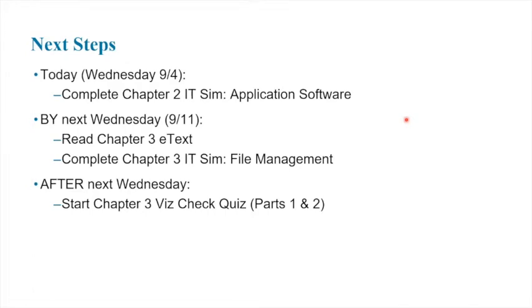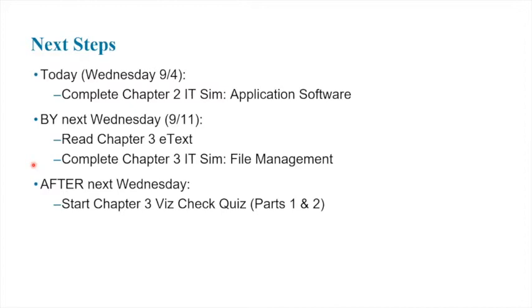So what do we need to do for next time? By the end of today, which typically if you're watching this will be Wednesday, September 4th, make sure that you have finished the Chapter 2 IT Sim, which should be in MyLab IT in the course calendar. By this time next week, on Wednesday, September 11th, make sure you've read Chapter 3 of the e-text, which is about file management, and complete the Chapter 3 IT Sim, also on file management.